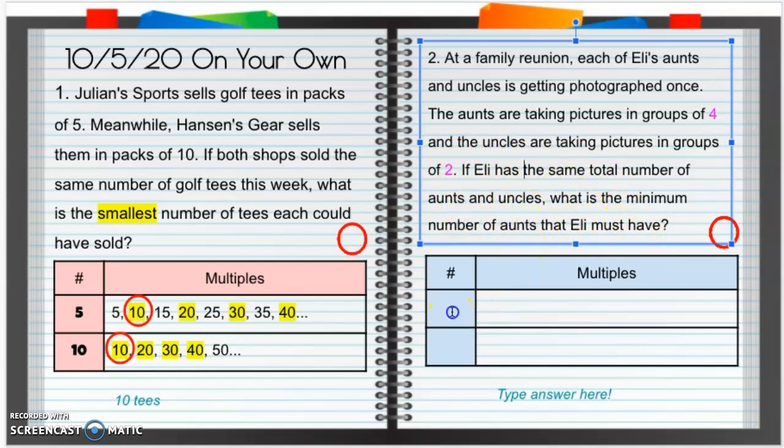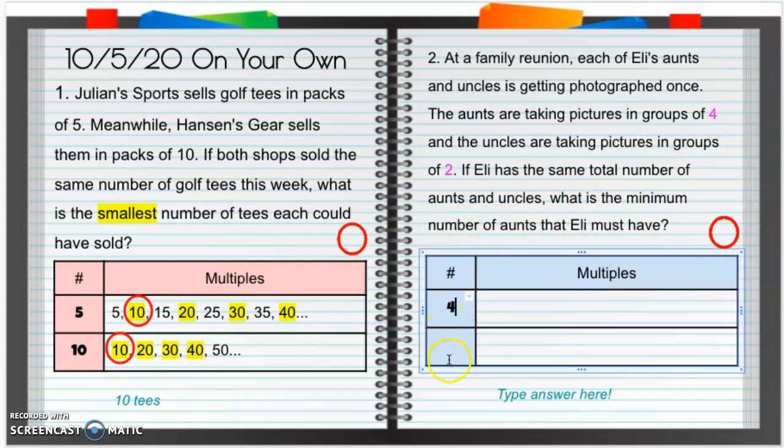So let's find our least common multiple of 4 and 2. The aunts are taking pictures in groups of 4: 4, 8, 12, 16, 20, 24, 28, and so on. The uncles will be taking pictures in groups of 2: 2, then 4, then 6, then 8, then 10, then 12, then 14, 16, and so on.